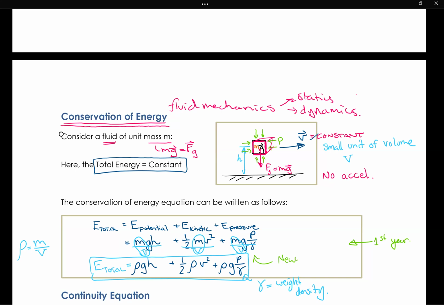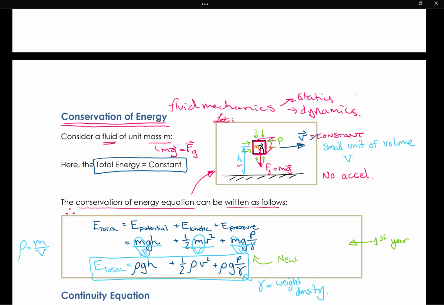Then this little small unit of volume has pressure acting upon it from the other units of volume that are around it. This unit of volume is also sitting height h away from the ground. So it is elevated by the other units of volume around it. So we're basically saying, let this be the situation we're talking about. And if this is the situation we're talking about, we can say, therefore, the conservation of energy equation as it applies to this volume of mass can be written as follows.